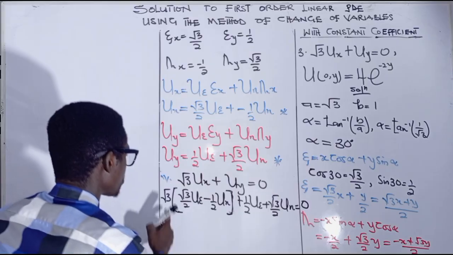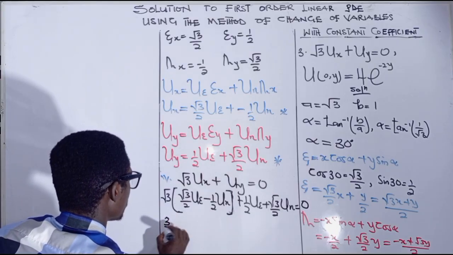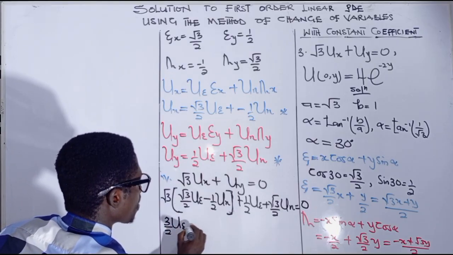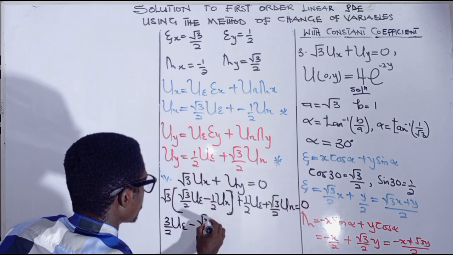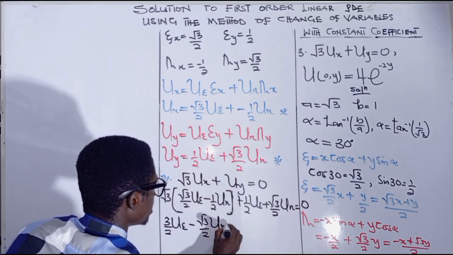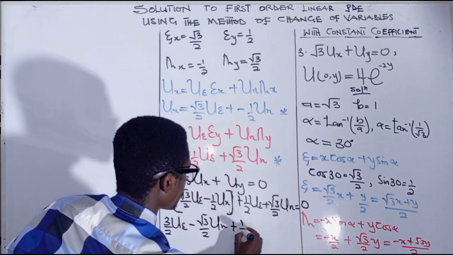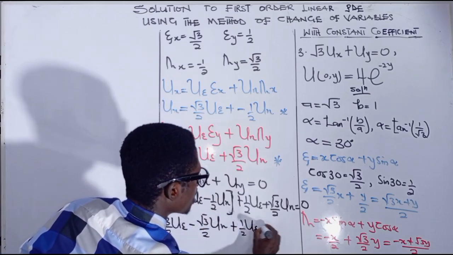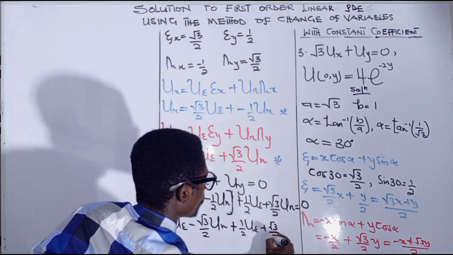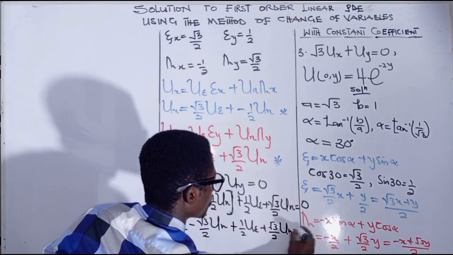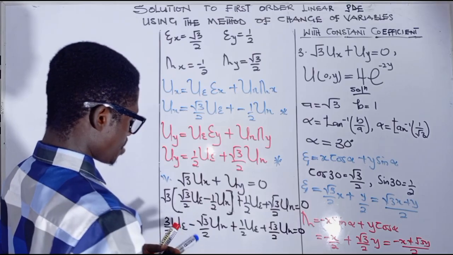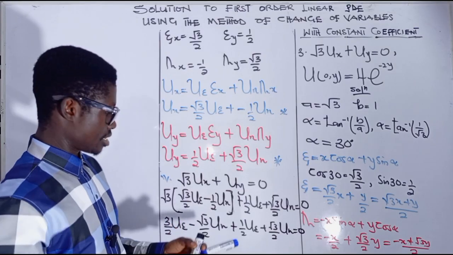So this is going to give us what? 3 over 2 u_ξ minus root 3 over 2 u_η. When we expand the bracket, this time this will give us that. And then we have 1 over 2 u_ξ plus root 3 over 2 u_η is equal to 0. So from here, you can see that some of the terms can cancel.